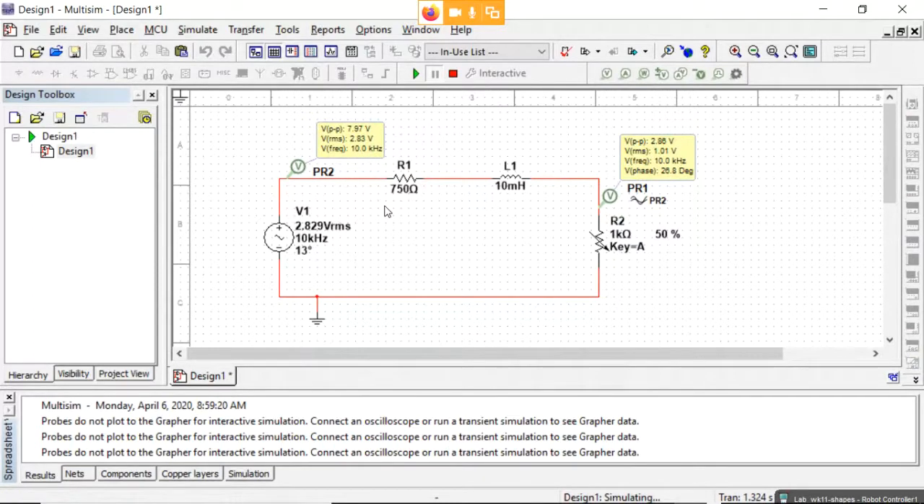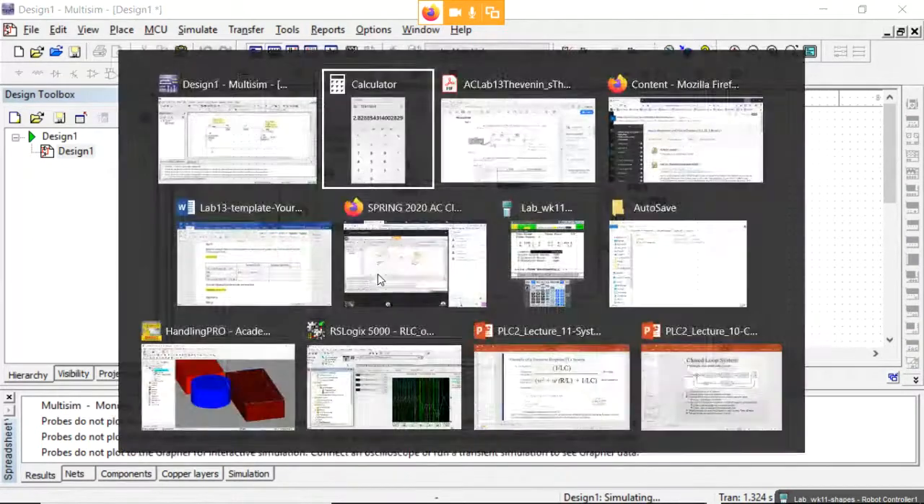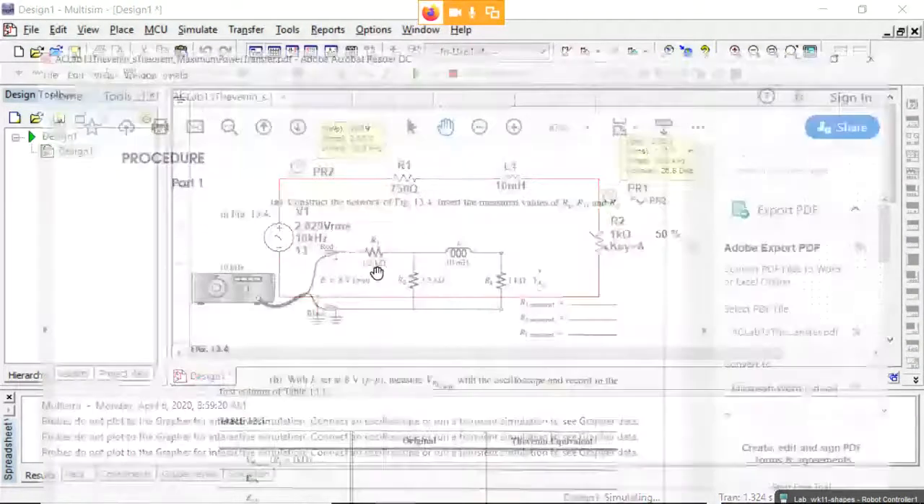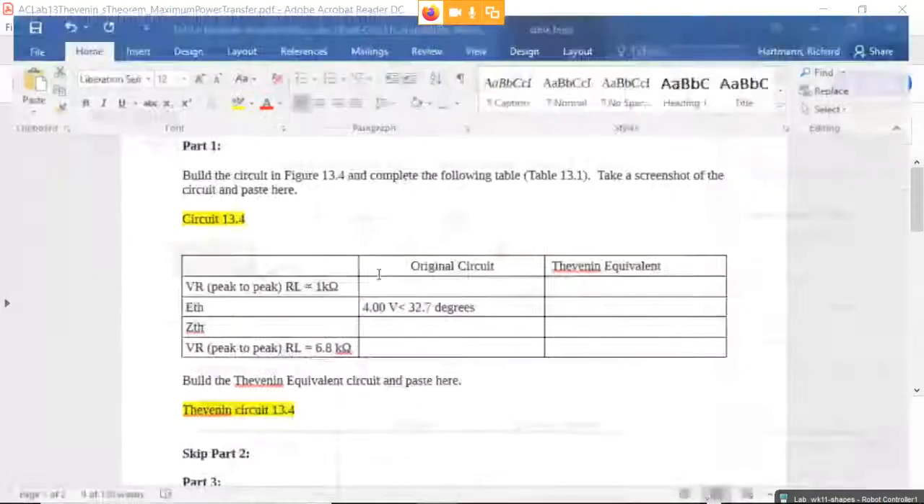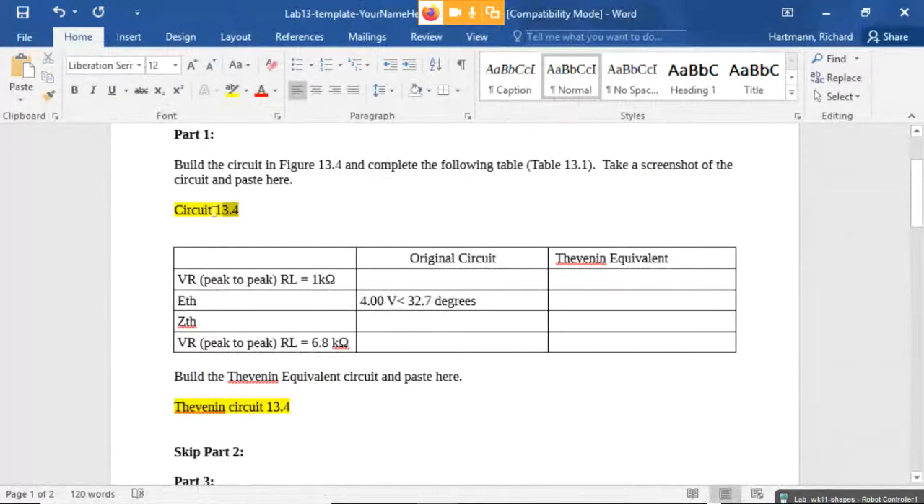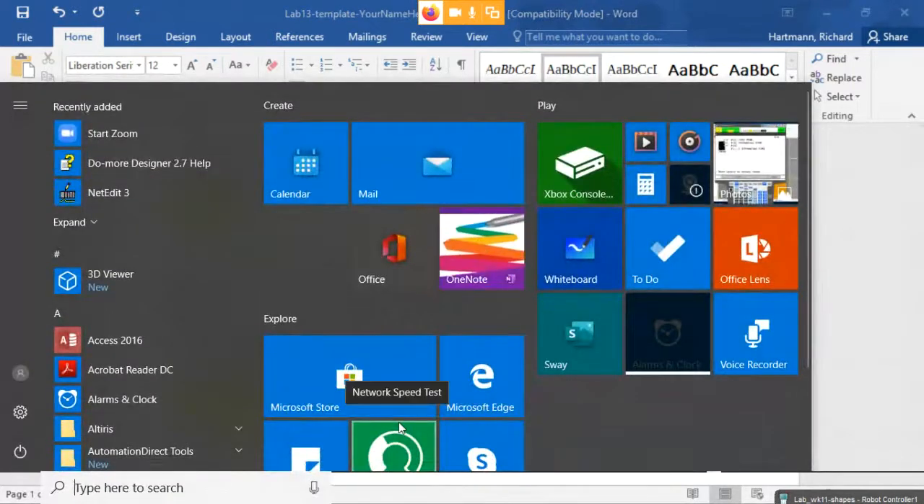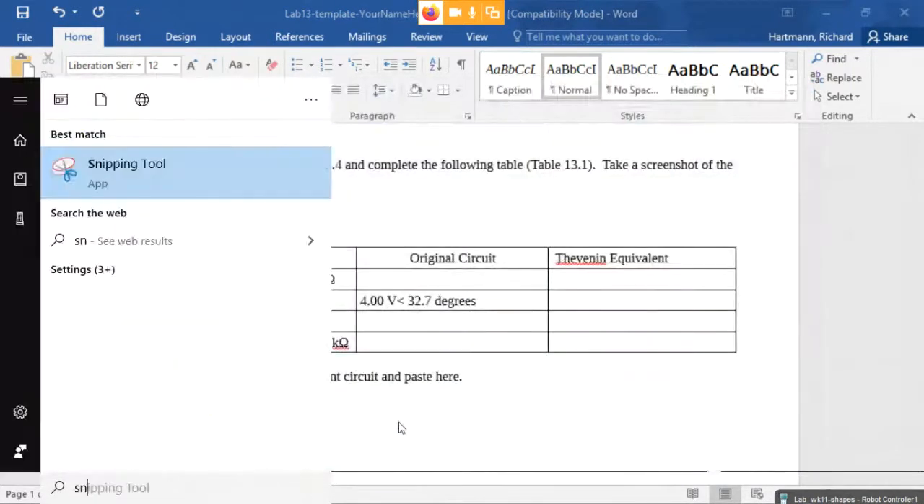Now, what I need you to do as part of the lab, if we flip back over to the document that I gave you, is I want to see this circuit. See here where I highlighted circuit 13.4? So we need to open the snipping tool. Do your Windows search and go to snipping tool.